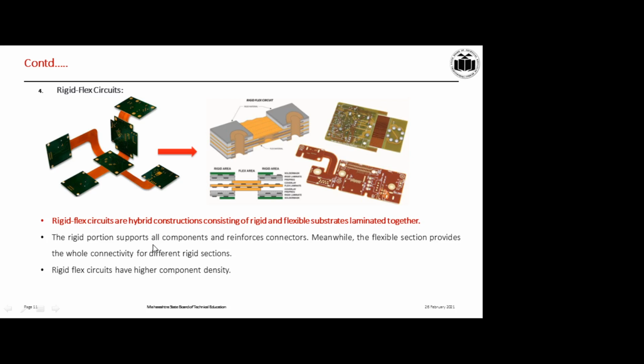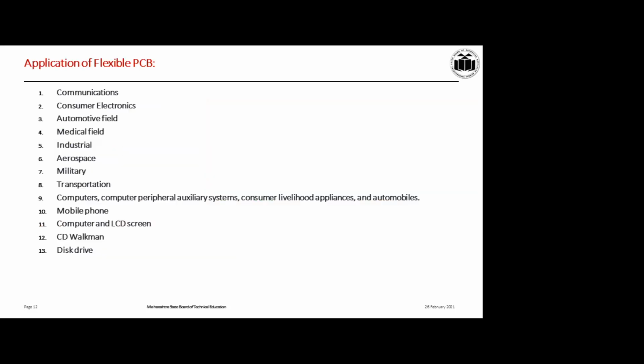The rigid portion supports all the components and reinforces the connectors. Where we need the connectors to be connected, that part is mounted on the rigid portion, whereas the other part is on the flex circuit. The flexible section provides the connectivity between the different rigid sections. These rigid flex circuits have a very high component density. After the multi-layer types of flex circuits, if you go for applications with the highest component density, we go for rigid flex circuits.